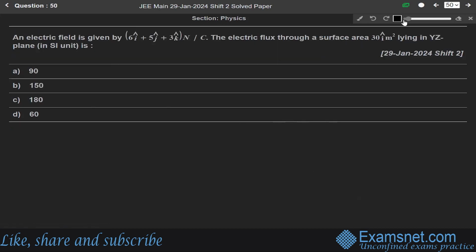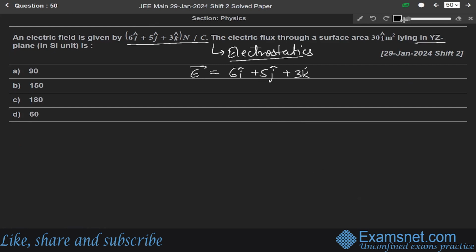Now question 50. An electric field is given in Newton per Coulomb. Find the electric flux through a surface of area 30 i meter square lying in the YZ plane in SI unit. Okay, so this question is from the chapter of electrostatics. According to this, the electric field is given as 6 i cap plus 5 j cap plus 3 k cap Newton per Coulomb, and we have to find the electric flux, and the surface area is given as 30 i meter square.